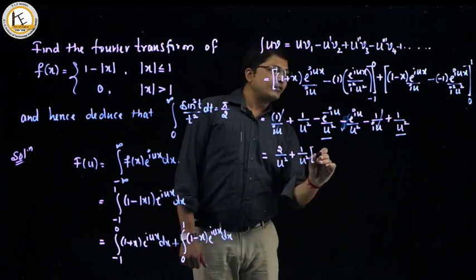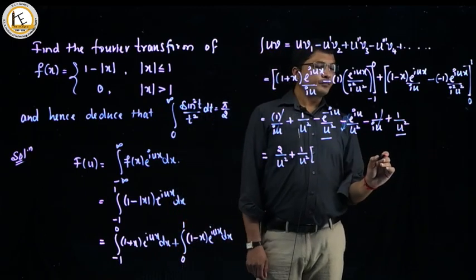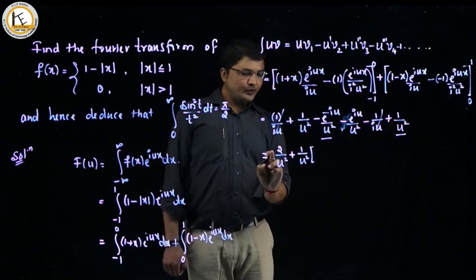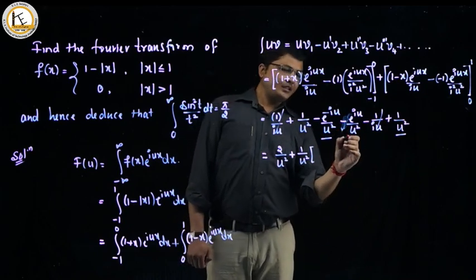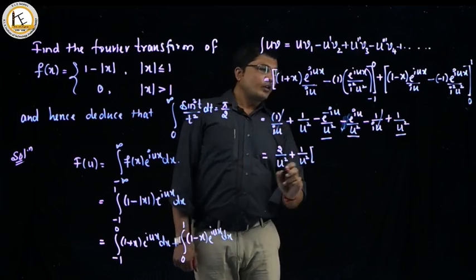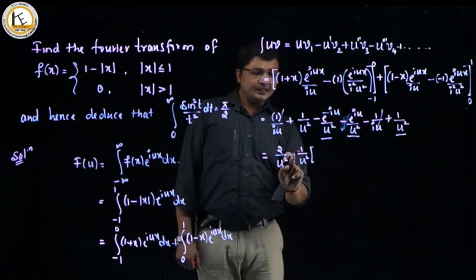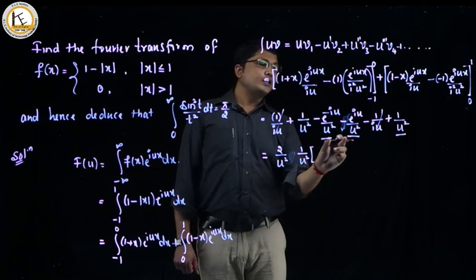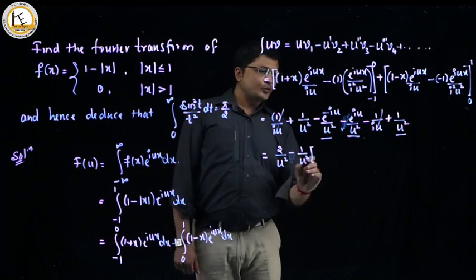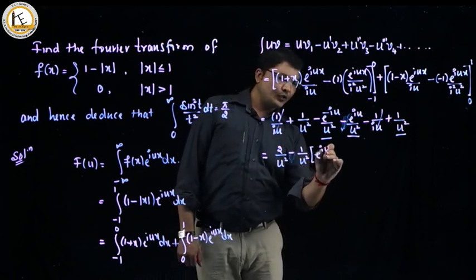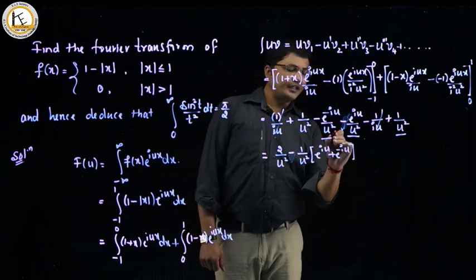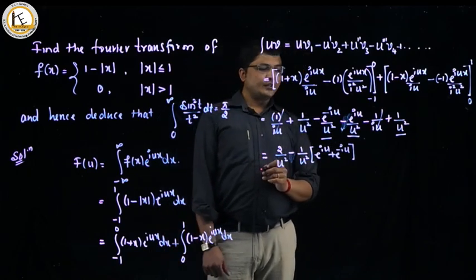Inside the bracket it will be, obviously, 1 by u square plus 1 by u square, which is 2 by u square. And for the third and fourth terms, a minus sign will come, because both terms have a minus sign, so there is a minus 1 by u square, and here it will be e raised to iu plus e raised to minus iu, because we have taken minus 1 by u square as common.